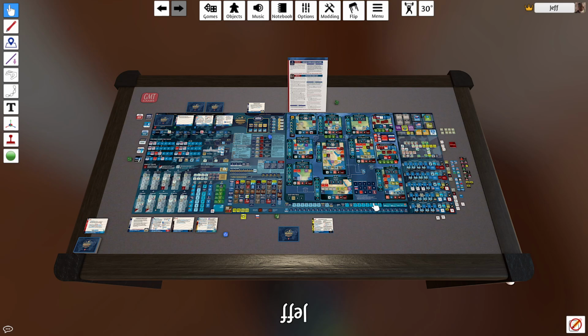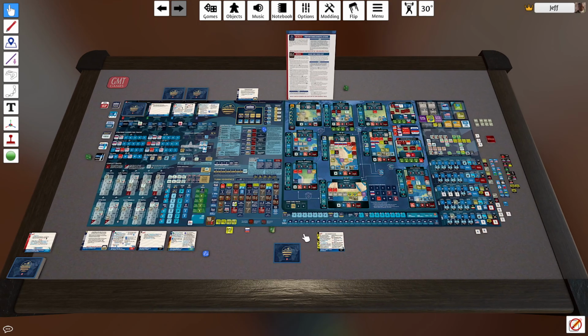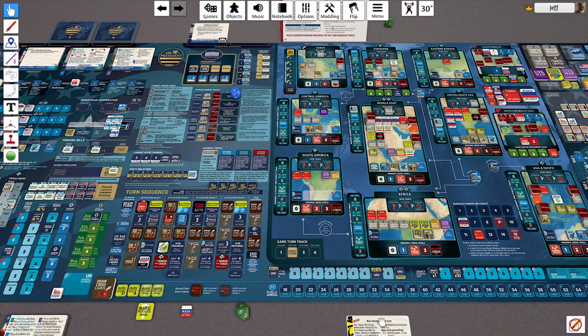We have -1 for 5, because we have an intelligence counter. -1 because we're the attacker, so 4. And then -1 because we have Air Force for 3. And then +1 because they have 2 or more influence. So 6, 5, 4, 3, back to 4. So a 4 is a decent roll.